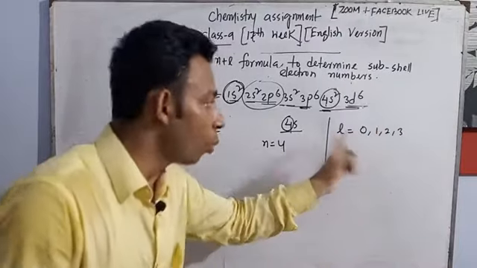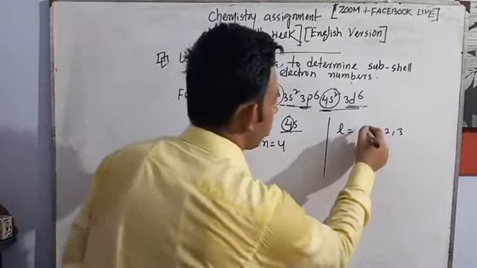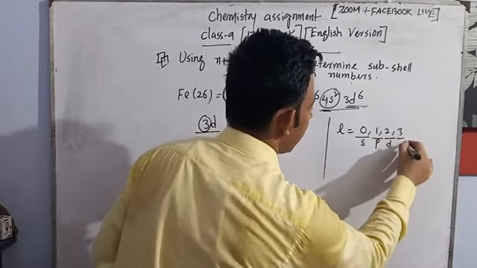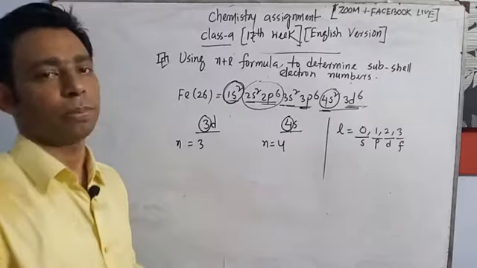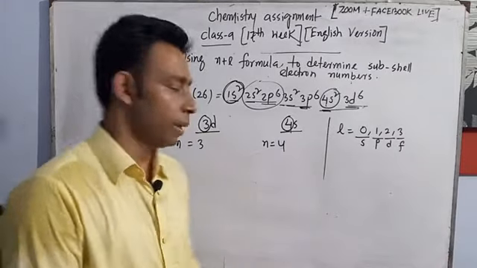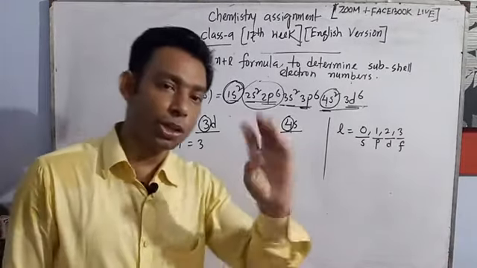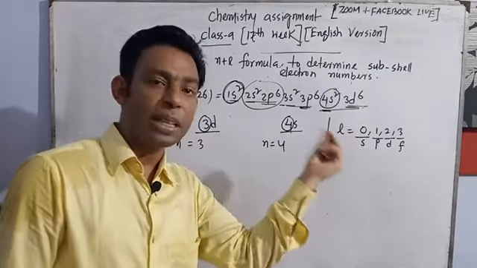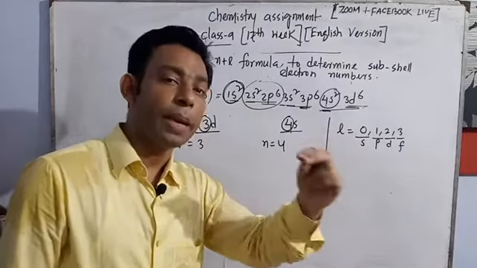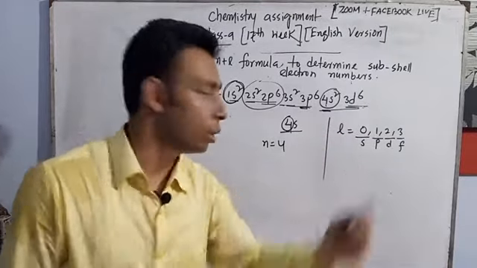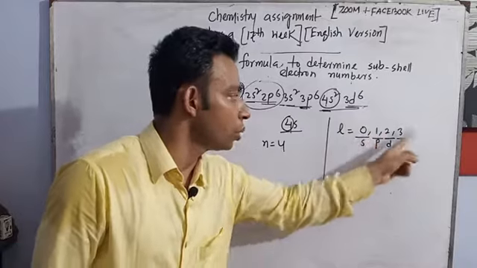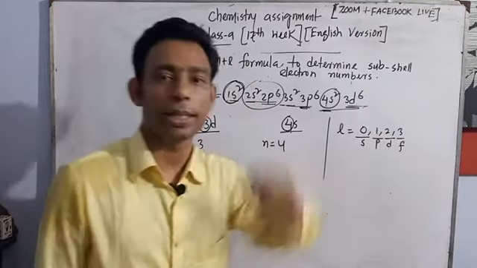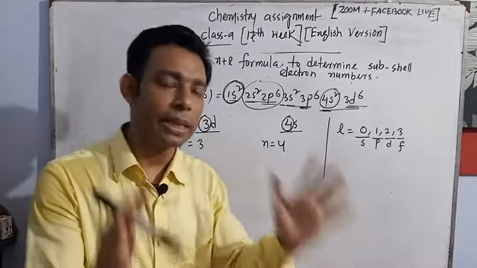The n value starts with 1, 2, 3, 4. But L starts with 0, then 1, 2, 3, 4 like that. Why does it start with 0? For the s orbital the value is 0, then the p orbital, d orbital and f orbital. Very interesting point. The principal quantum number n value starts with 1, 2, 3, 4, 5, 6 like that, and the sub principal quantum number L value will be counted starting with 0. Since the s orbital is 0, the p orbital value is 1, the d orbital is 2, the f orbital is 3. This is the main thing.